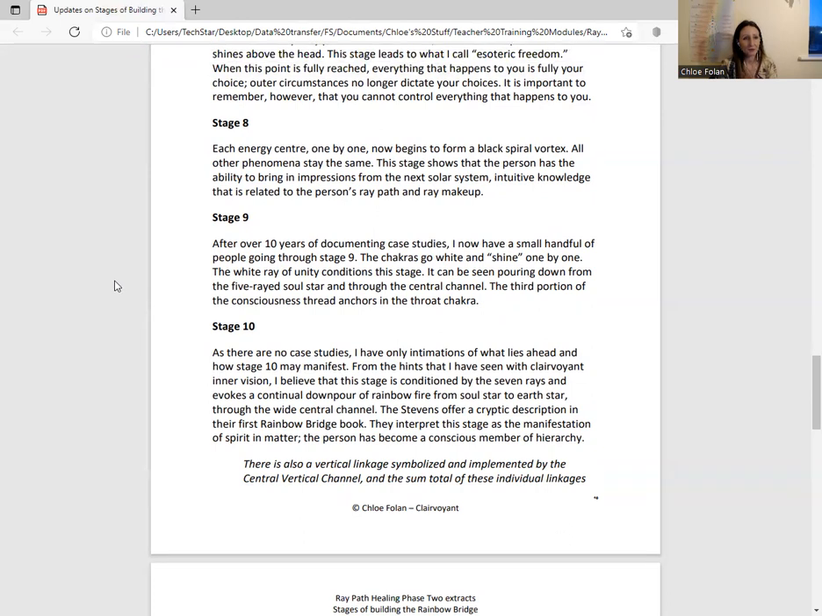Where do I say it here? I'll find it again, but when the non-updated version of Stages of Building the Rainbow Bridge was released a few years ago, probably about 7-8 years ago, I only had a tiny group of people going through stage 8. So at that point, because I hadn't come across anybody past stage 8, I thought maybe stage 9 and stage 10 were related to the next system.